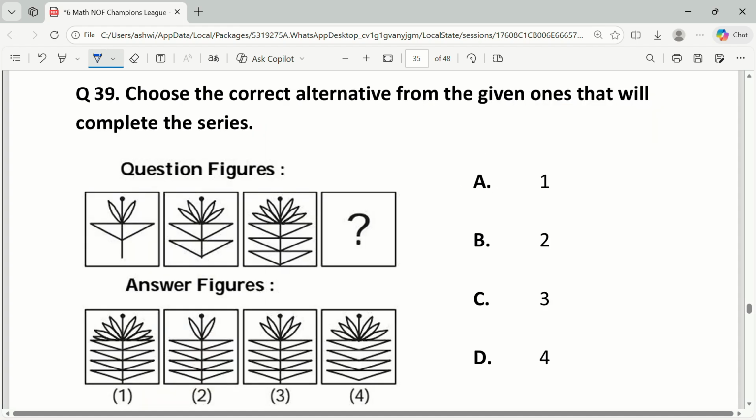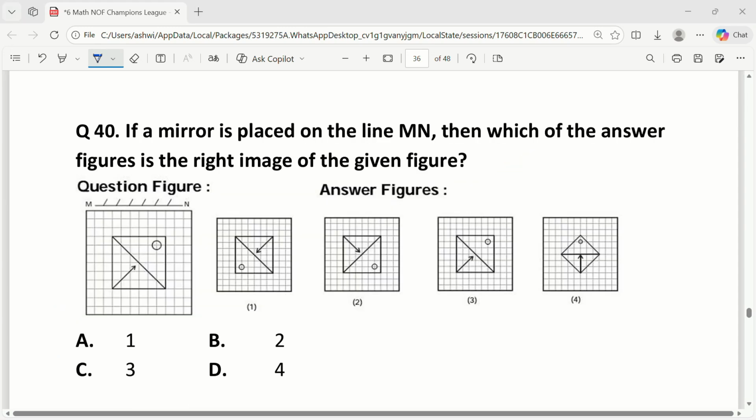Choose the correct alternative from the given ones that will complete the series. We can see that in first there are 2 leaves and 1 triangle. Second, there are 4 leaves and 2 triangles. And in third, there are 6 leaves and 3 triangles. The number of leaves is 2 into the number of triangles. So we can see that in figure 1, there are 4 triangles and 4 plus 4, 8 leaves. That is option A.